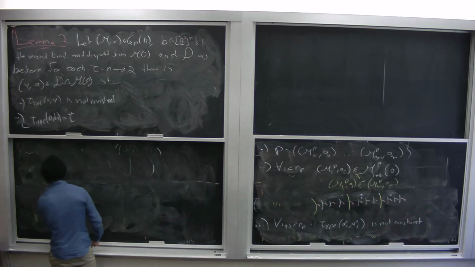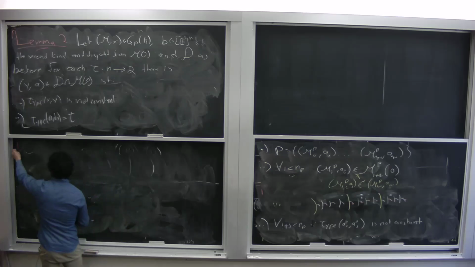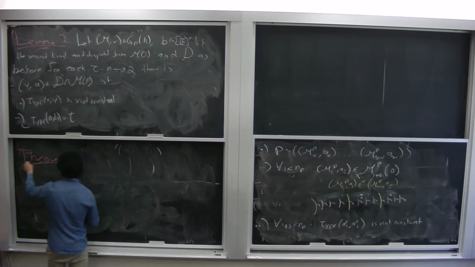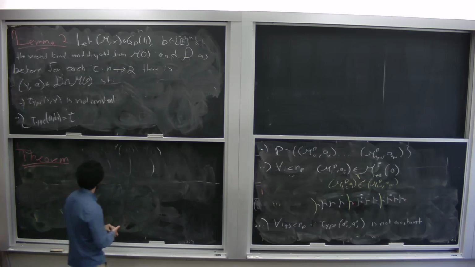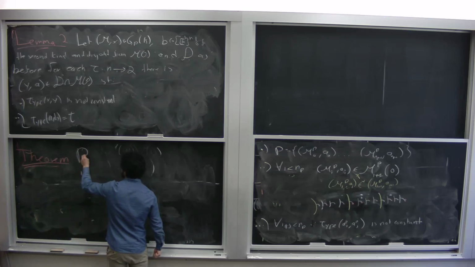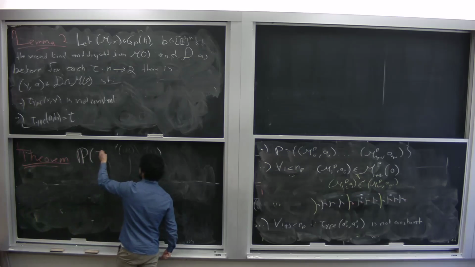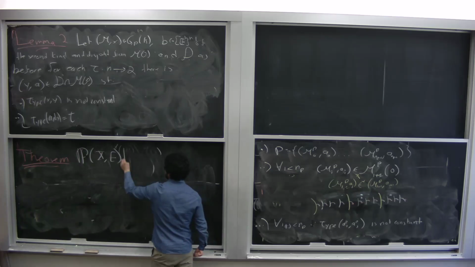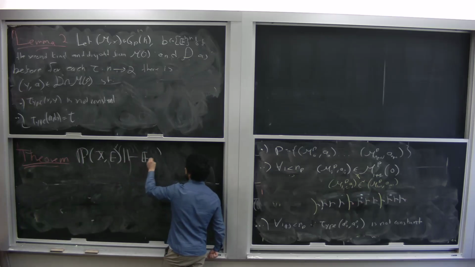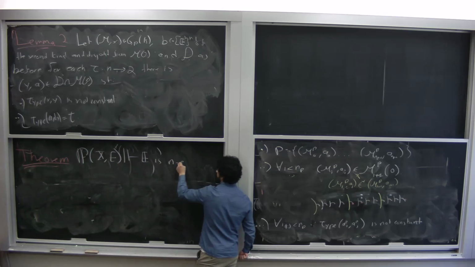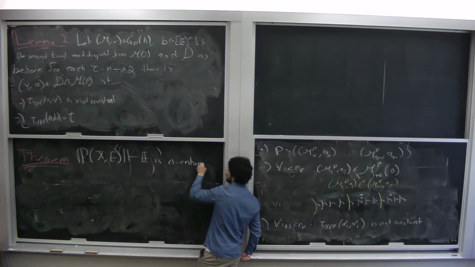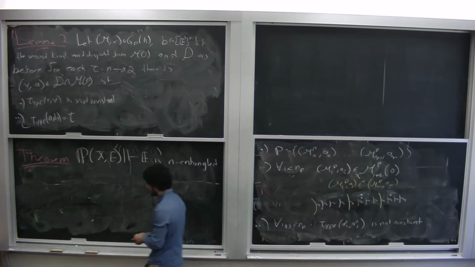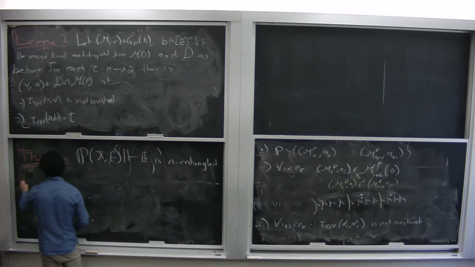Once we have those two lemmas, the theorem is the following. P x E forces that E is n-entangled. And the proof goes as follows.